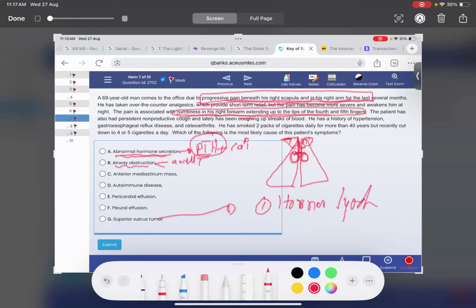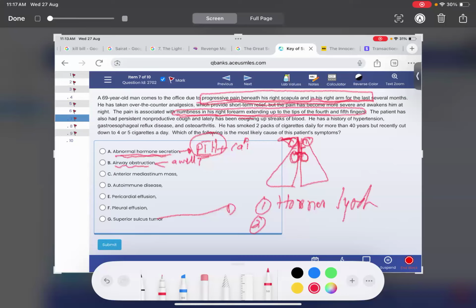They will be having involvement of the cervical sympathetic ganglion. They'll be having ipsilateral ptosis, miosis, and anhidrosis. Have you got the point? It is due to the compression of this tumor on the cervical sympathetic ganglion.